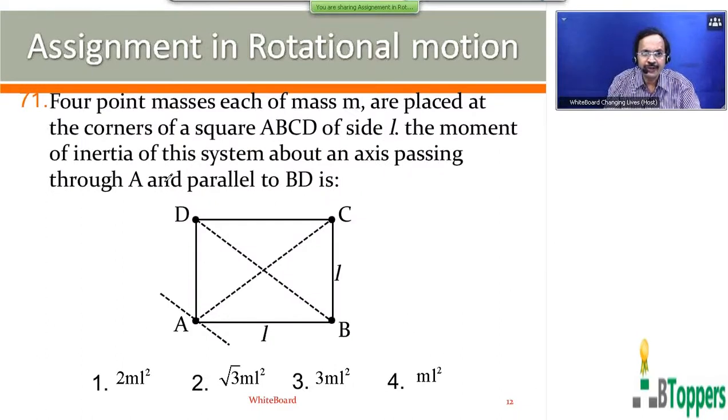See the next question, question number 71. I am going to read the question number 71 on screen. 4 point masses each of mass M are placed at the corners A, B, C, D of a square of side L. The moment of inertia of this system about an axis passing through A and parallel to BD is. Come on, you can take a pause and please finish trying this question.